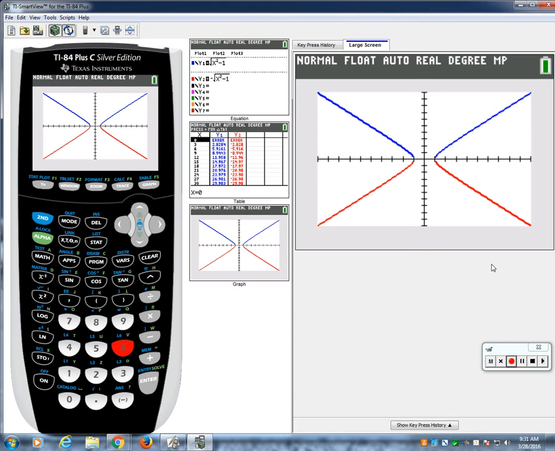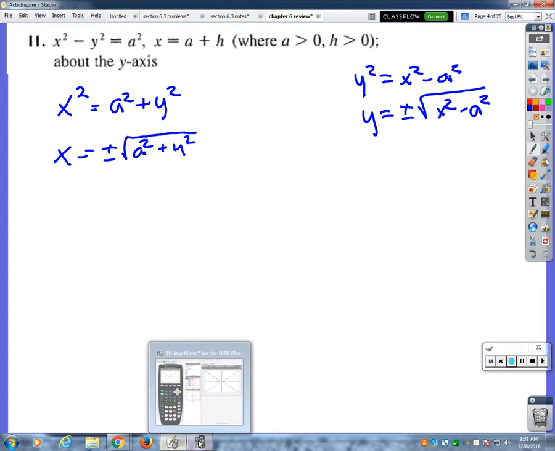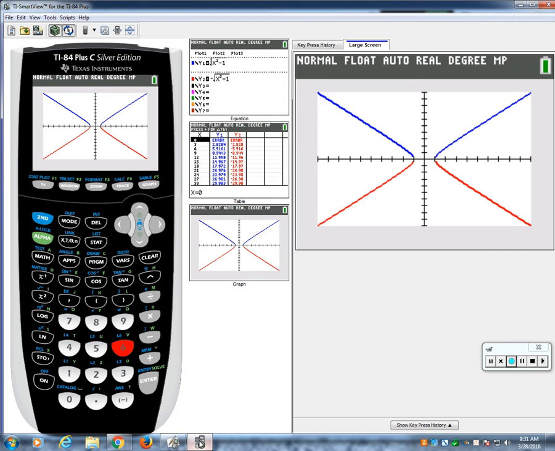And then what we're going to do is take this and also the line x equals a plus h. So x equals a plus h is going to have the same slope as this, but the h is going to move it up a little bit, and we're going to rotate that around the y-axis.